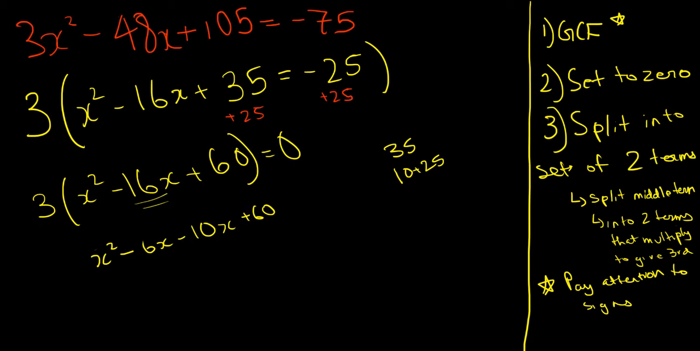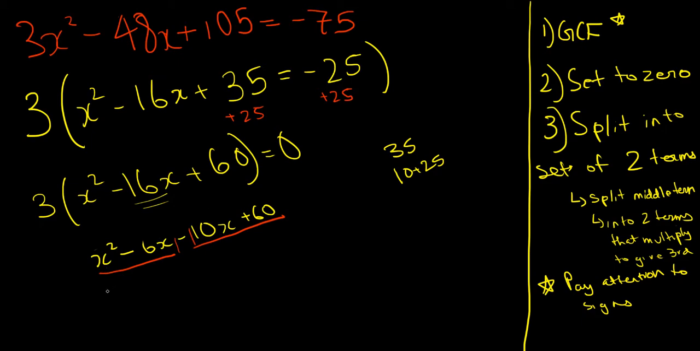So now we've grouped this into two separate terms, into two separate sets of two. So we've got this and this. Now we can just factor each one individually. So I hope you see what we've done here. We've split this into two separate terms that we can work with individually.